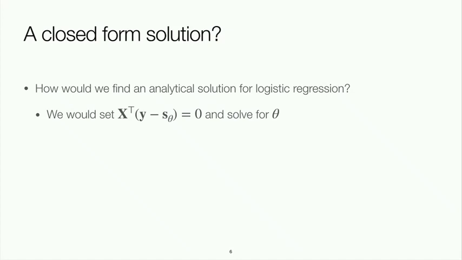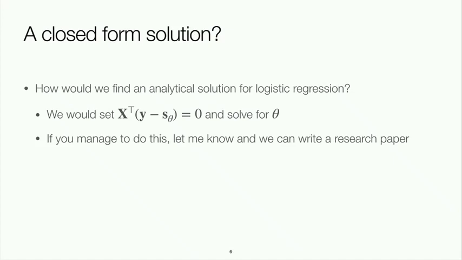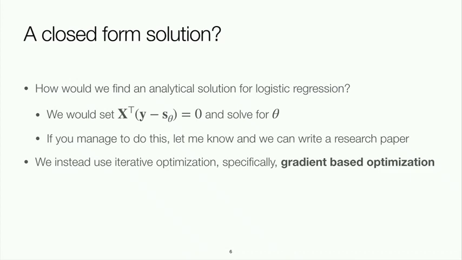You're welcome to try to do this if you want. If you manage to do it, let me know, and then we can probably publish something on that, because I don't think it's actually going to be possible. So if it is possible, that's really cool. But it's probably not possible, so instead what we normally do when we're trying to solve logistic regression is use something called iterative optimization. Specifically, we're going to use a technique called gradient descent, or gradient-based optimization, in order to try to get at our answer, our theta that we think is the best one, okay?